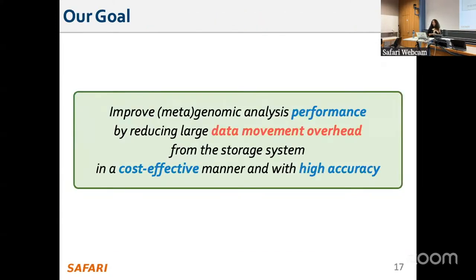Our goal in this line of research has been to improve the performance of metagenomic and genomic analysis by reducing the large data movement overhead from the storage system. And through our designs, we want to ensure that we build cost-effective systems and maintain the high accuracy of these applications, because this is very important for many critical use cases. So this is the overall goal that we have in this research direction.